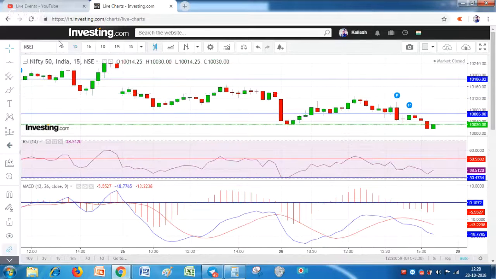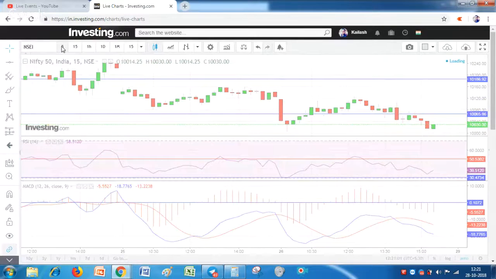For intraday, I always suggest and I always go with 5 minutes, because 5 minute signals are timely signals. We can take the right time decision.